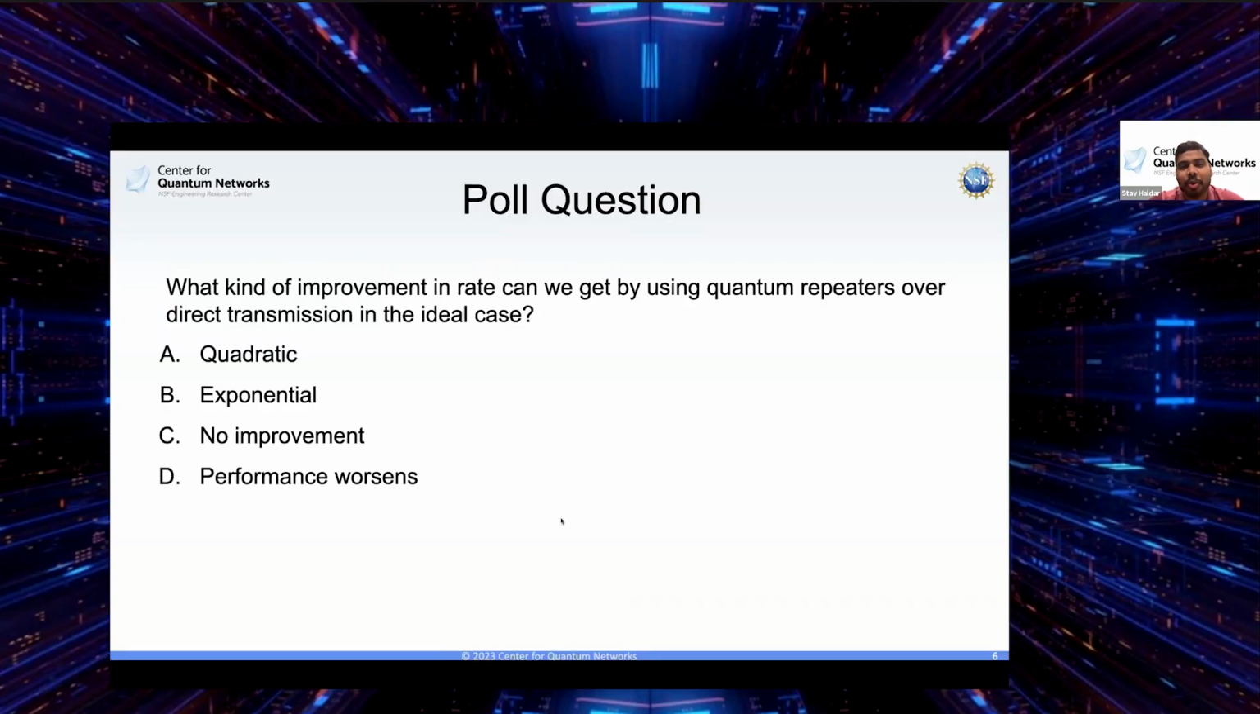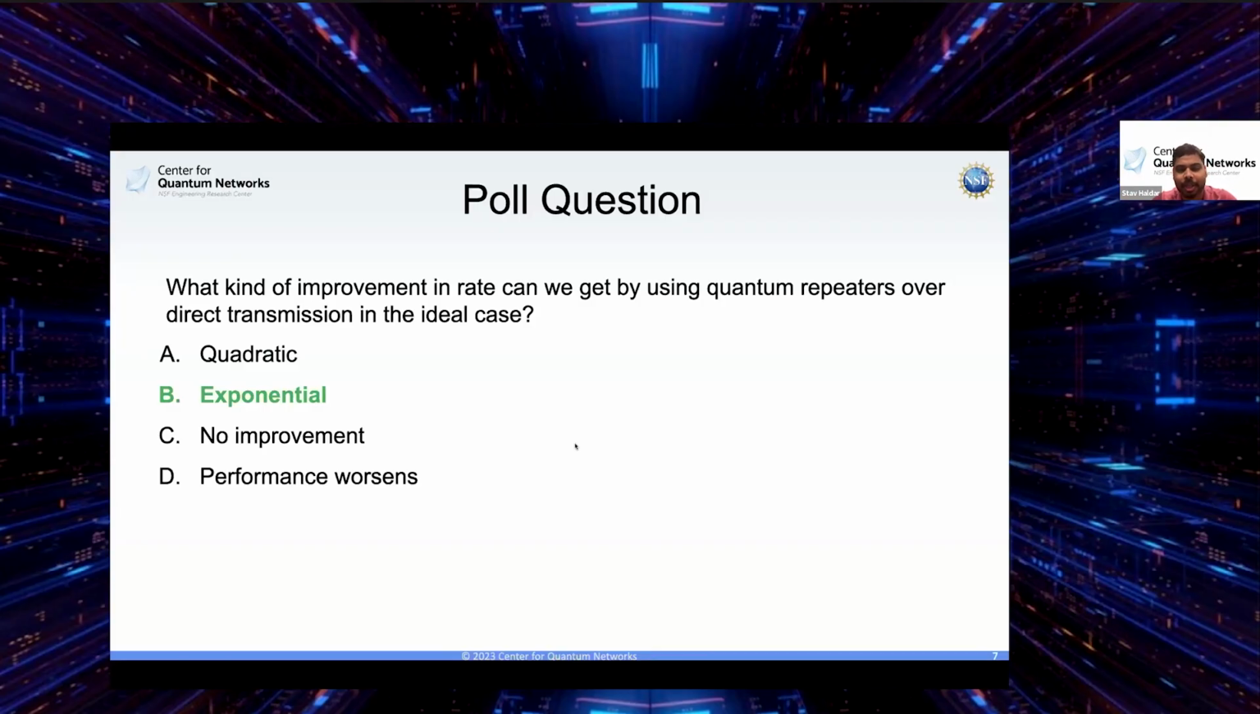So I see. Okay, wonderful. Most people think it's exponential. Good. A few people think it's quadratic. So everyone more or less thinks that there is some improvement. And yes, the right answer is that you get exponential improvement. And again, mind you that this is in the ideal world. If everything worked perfectly with your quantum repeaters, that's what you can get.